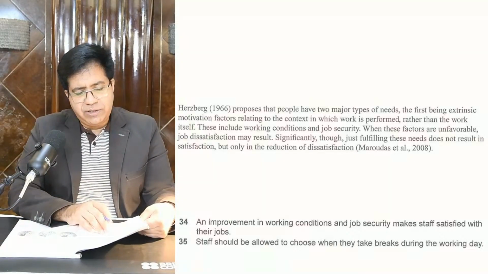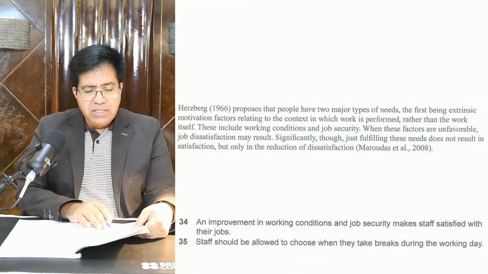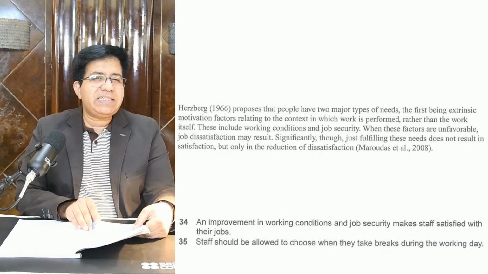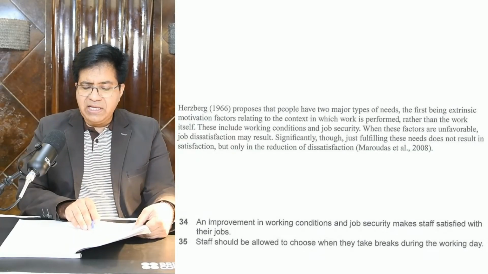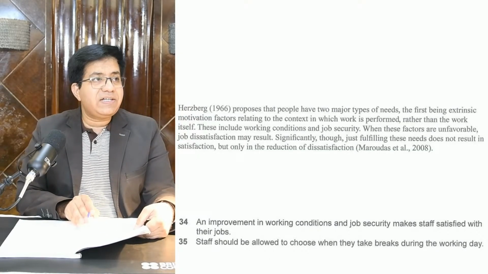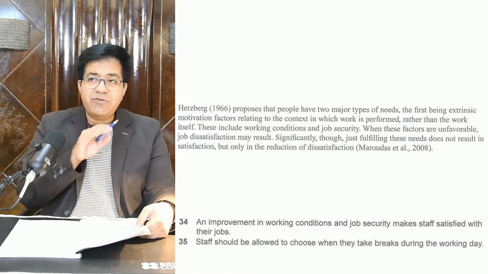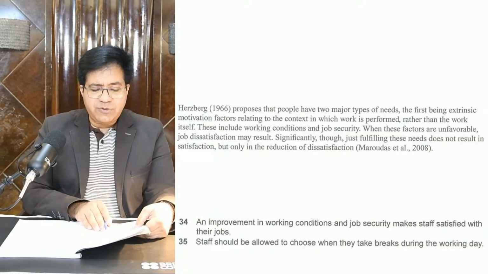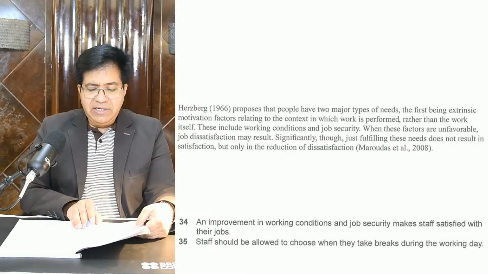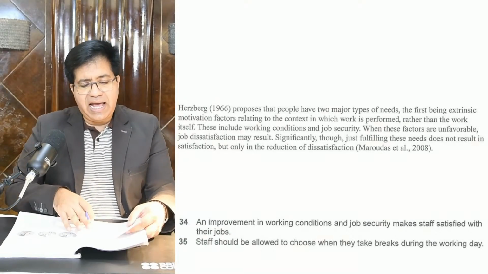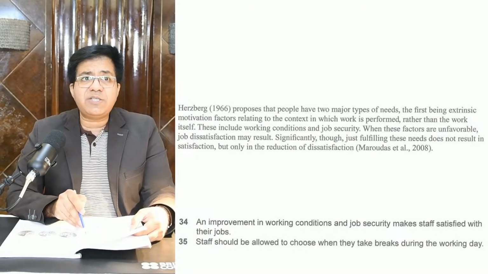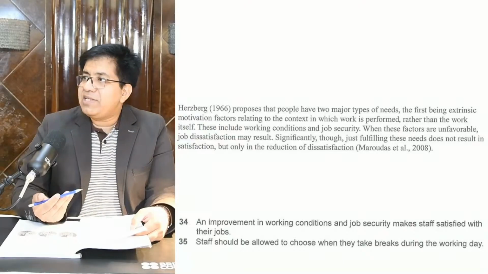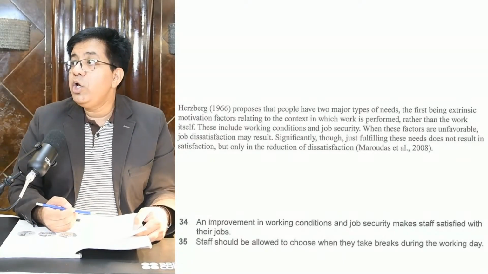Now, what is the question? And let's read on. Significantly, though, just fulfilling these needs. What do they mean by these needs? Job security and working conditions, absolutely. Just fulfilling these needs does not result in satisfaction. So even if you fulfill job security and the working condition, it does not result in satisfaction. Now come to question. Improvement in working conditions and job security makes staff satisfied. They said no. Still they are dissatisfied. So correct answer is no.